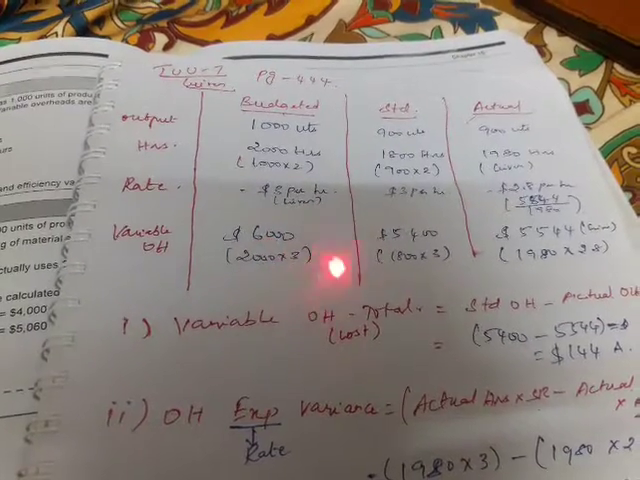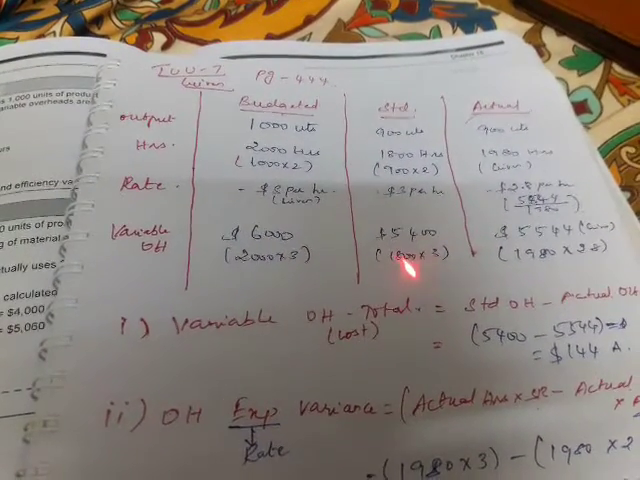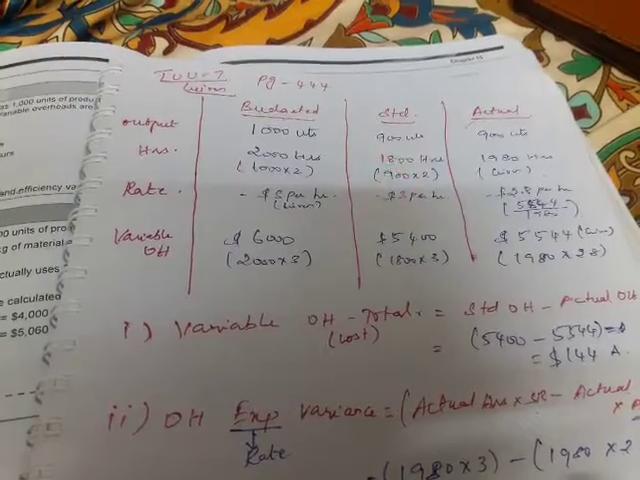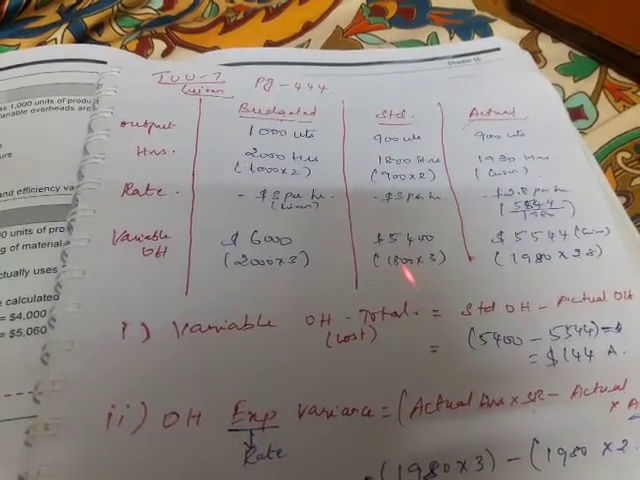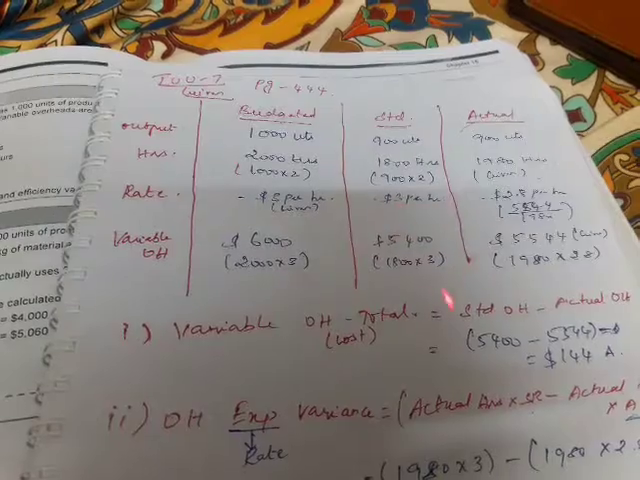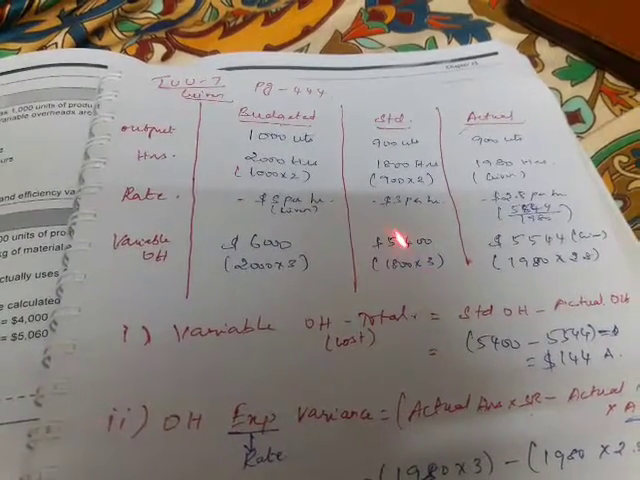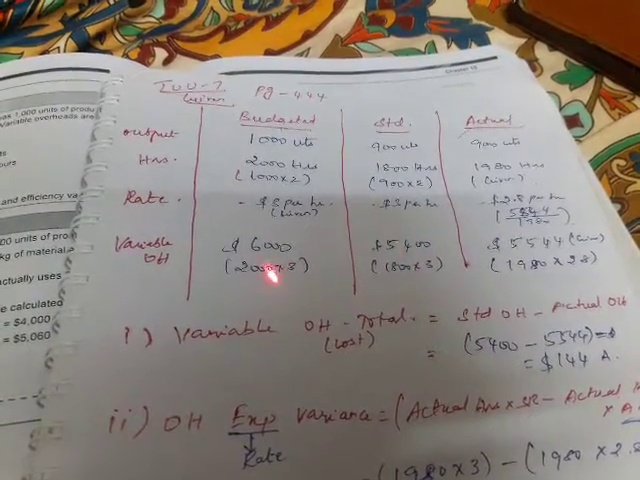You have to calculate. What is the standard hours? Here, how many hours? 1800 hours. So the standard hour is 1800. What is the rate? $3. So 1800 into 3, 5400. So 5400 is your variable overhead.